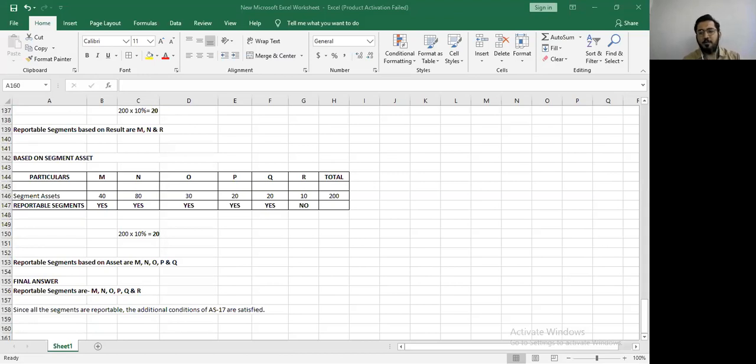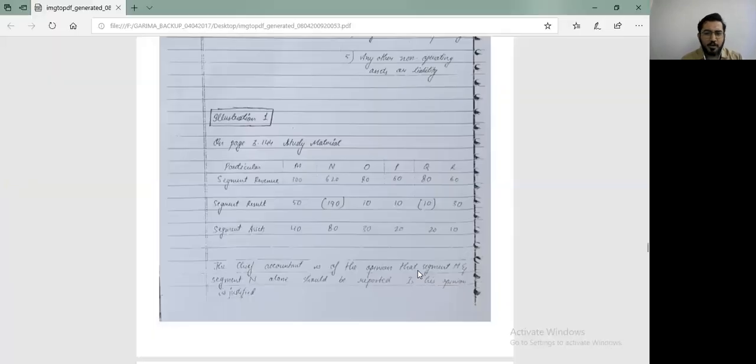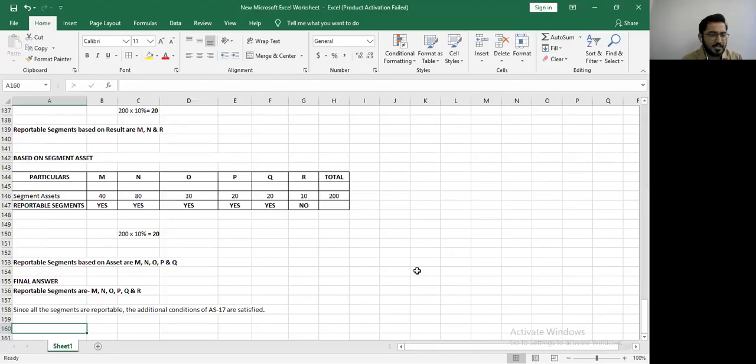Tell me, is the opinion of the chief accountant correct? My question to you is, the chief accountant is of the opinion that only segments M and N are reportable. What do you say? No, all segments are reportable. So we will have to put that statement that therefore the chief accountant is wrong.